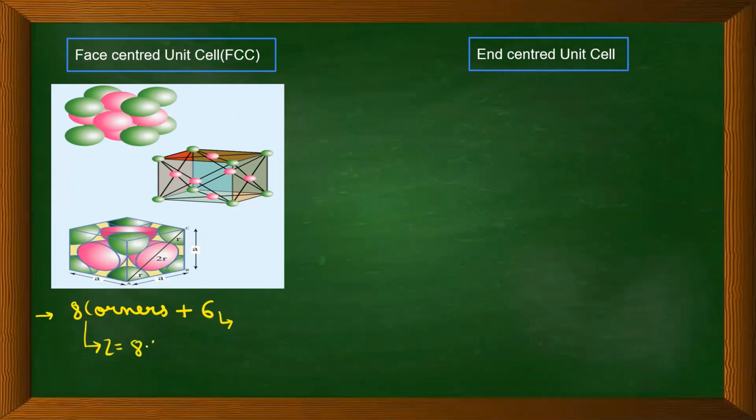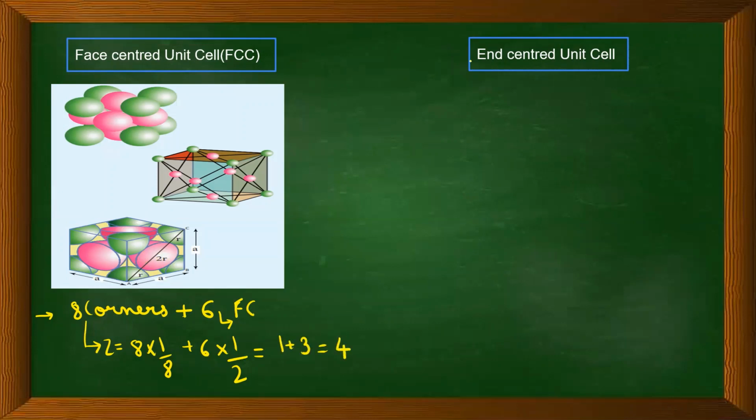These corner particles contribute how much? This contributes 8 into 1/8, and these 6 particles which are present on the face centered positions contribute how much? 6 into half, because one particle present at the center of each face contributes half to that unit cell and half to another one. So Z for the FCC is 1 plus 3 equal to 4.